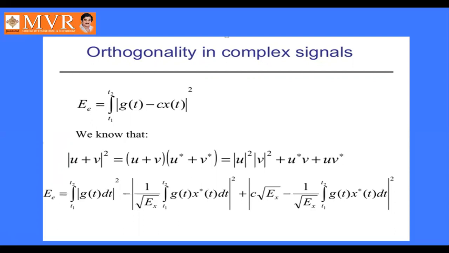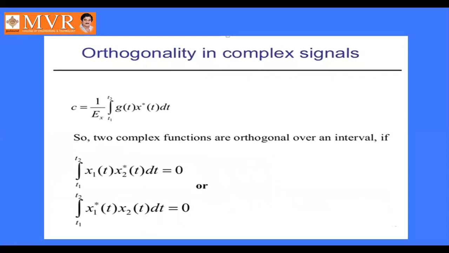Substitute the given problem into the same equation, so that we get E equal to the integral from t1 to t2 of |g(t)|² dt minus |1/√Ex times the integral of g(t) x*(t) dt|² plus |c√Ex − 1/√Ex times the integral of g(t) x*(t) dt|². So c will become 1/Ex times the integral from t1 to t2 of g(t) x*(t) dt.